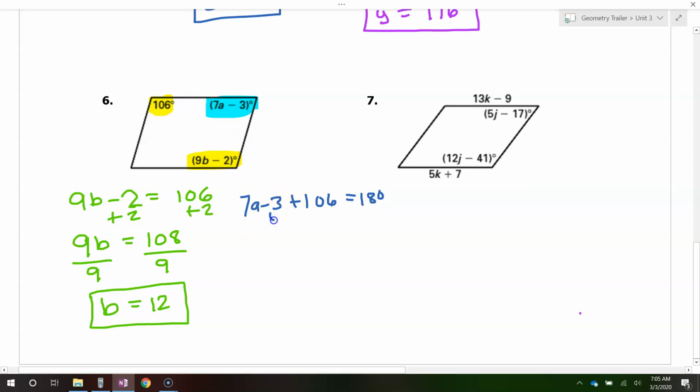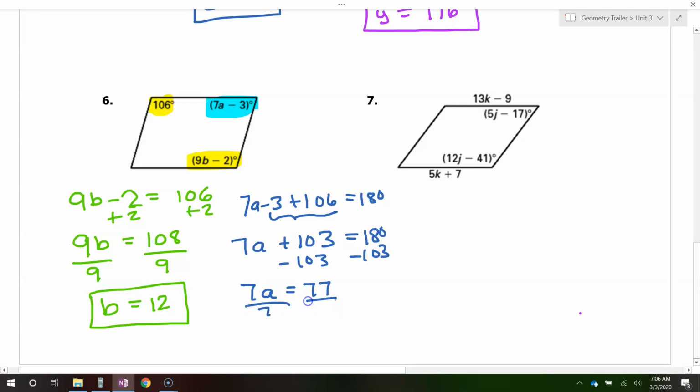Well, let's combine these like terms first. They are on the same side, so we simply combine them. So we have 7a plus 103 is equal to 180. We can then subtract 103 from both sides. So that will give us 7a is equal to 77. Of course, then when we divide both sides by 7, we get a is equal to 11.